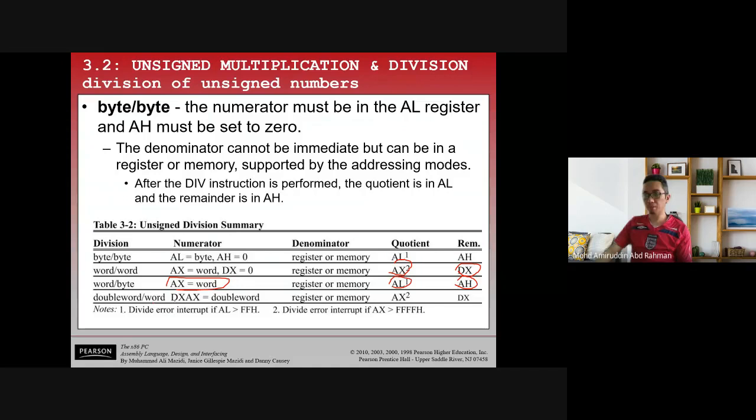For double word, the numerator will be a combination of DX and AX. So we have double word, because it's 16-bit and also 16-bit. A word is a 16-bit number, so 16 and 16 is 32 bits for the double word. Once you have that, the quotient will be stored in AX and also DX.